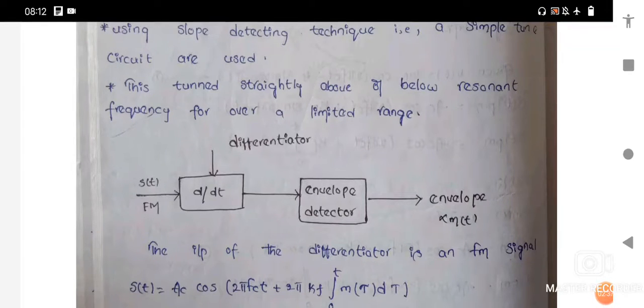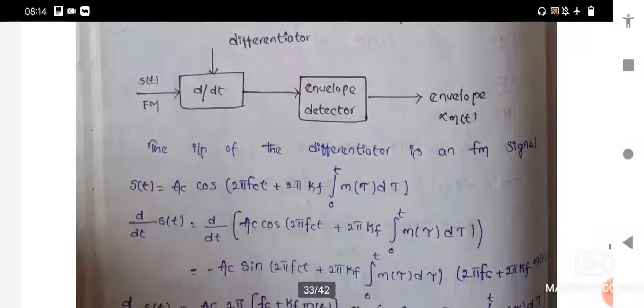Here observe this block diagram. The slope detector will act as a differentiator, that is d by dt. The input of this differentiator is the frequency modulated signal, that is s of t. The output of the differentiator goes to the envelope detector. The envelope detector will produce the output, that is the envelope. The output of this envelope is directly proportional to m of t, that means the baseband signal or message signal. Mathematically we have to see this.